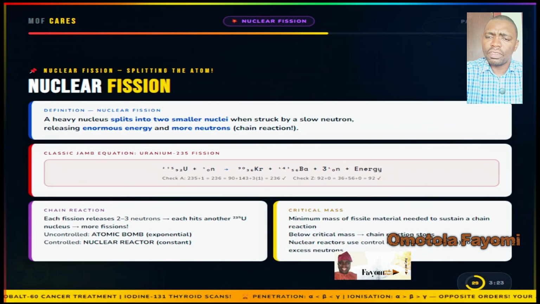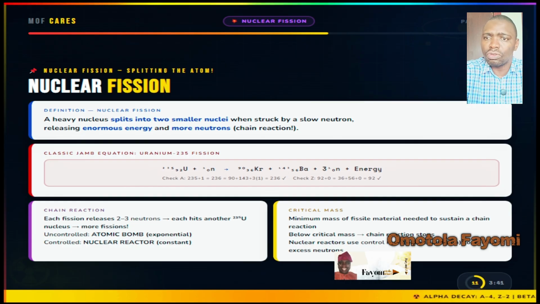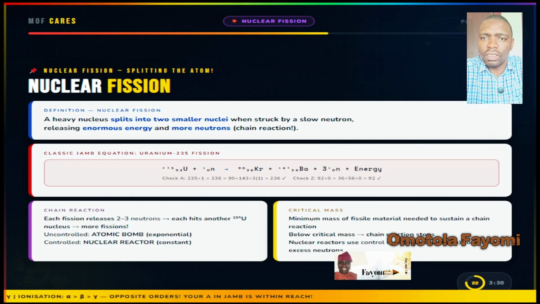Now let's look at nuclear fission, which is one of the most dramatic and consequential discoveries in human history, and it appears in JAMB every year. Fission occurs when a heavy nucleus like uranium-235 is struck by a slow thermal neutron. The nucleus becomes unstable and splits into 2 smaller daughter nuclei, releasing 2 to 3 more neutrons and an enormous amount of energy. The classic JAMB equation: uranium-235 plus 1 neutron gives krypton-90 plus barium-143 plus 3 neutrons plus energy.